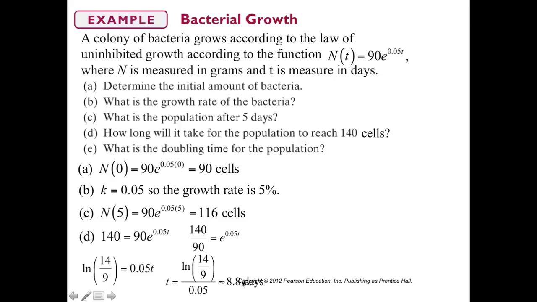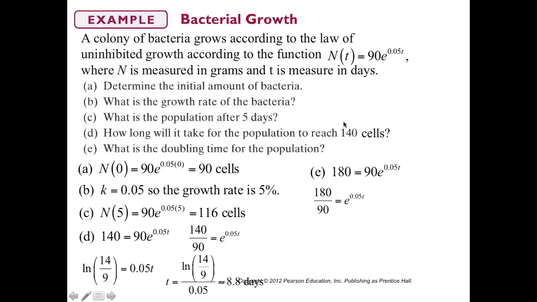If we want to know what the population is after 5 days, that means that we need to substitute 5 in for t. So n of 5, that's going to be what we want, is going to be equal to 90 times e to the 0.05 times 5 power. You need to make sure that you evaluate this exponent before you raise e to it. And if you do that, you should get 116 cells left after 5 days.